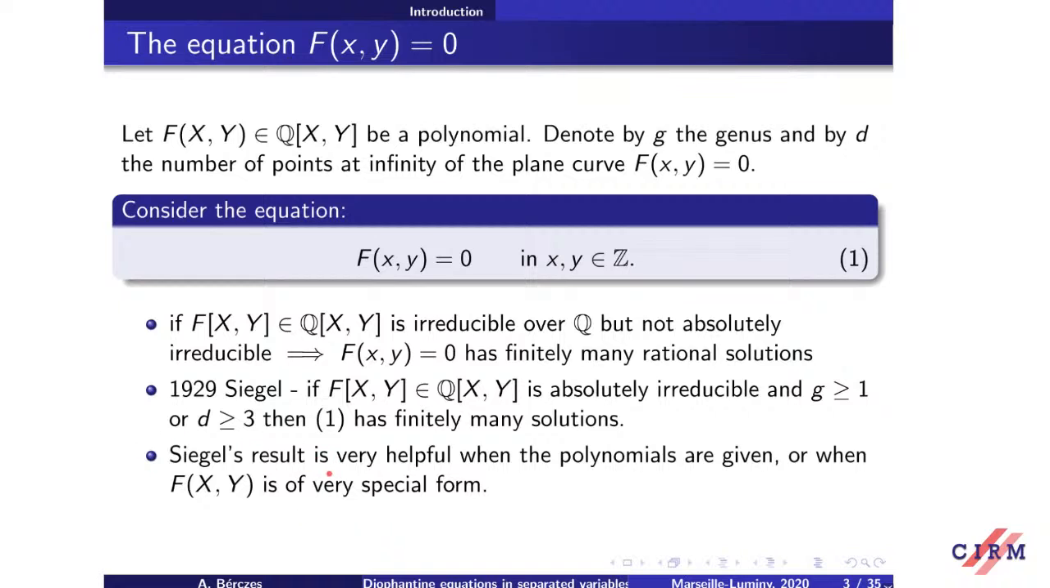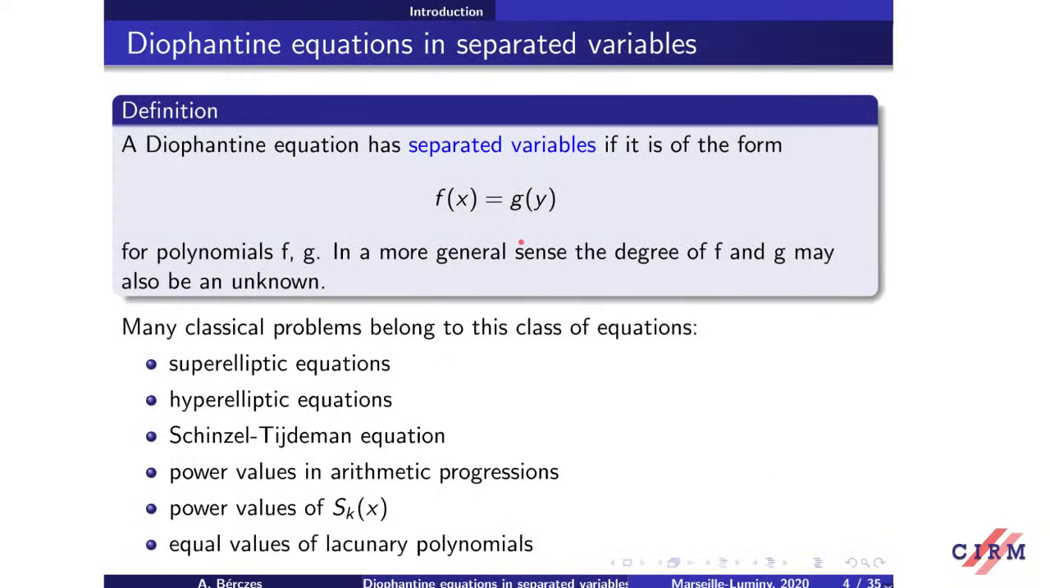Siegel's result is very helpful when the polynomials are given explicitly or when they are of a very special form. But in principle, it was for a long time a question whether we can describe all the pairs of polynomials f and g for which f(x) = g(y), which is a special case of the previously shown equation. The case when the variables are separated, x is on the left-hand side, y is on the right-hand side. Can we describe all the situations when this may have infinitely many solutions?